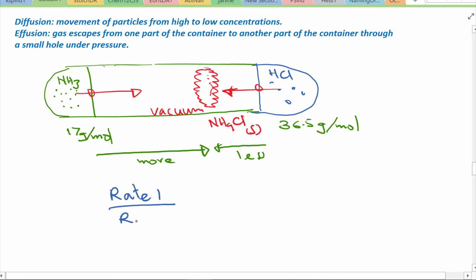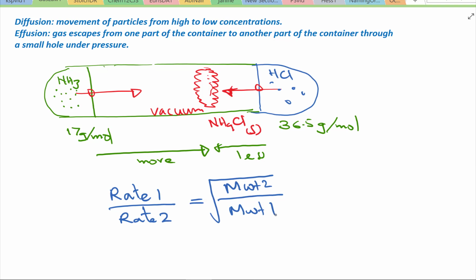Rate 1 divided by rate 2 is molar mass 2 divided by molar mass 1, because it's an inverse proportionality. Because the heavier the gas, the slower the motion, or the lower the rate. That's the idea, right?